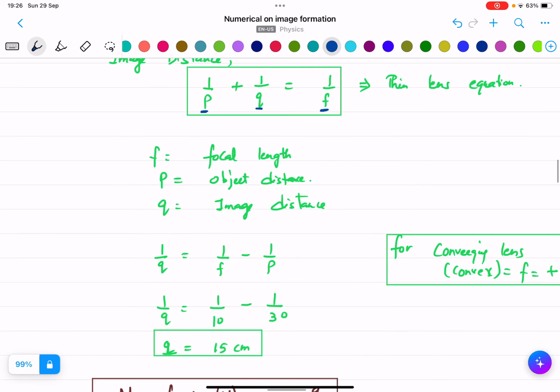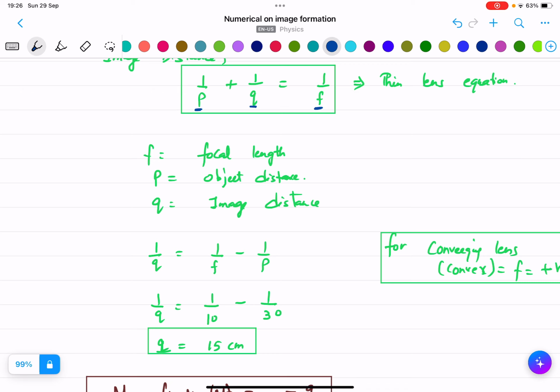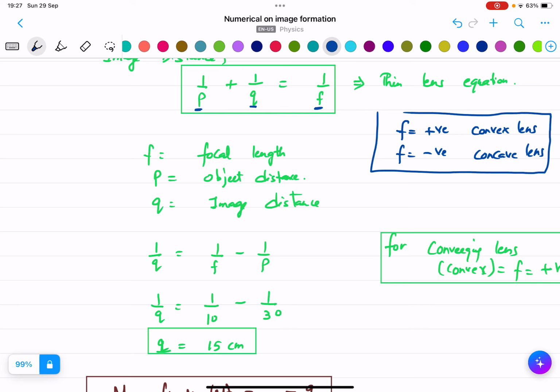It's very simple. Now in the converging lens, the convex lens, we learned f is positive for a convex lens and f is negative for a concave lens. I have explained this in my previous video.